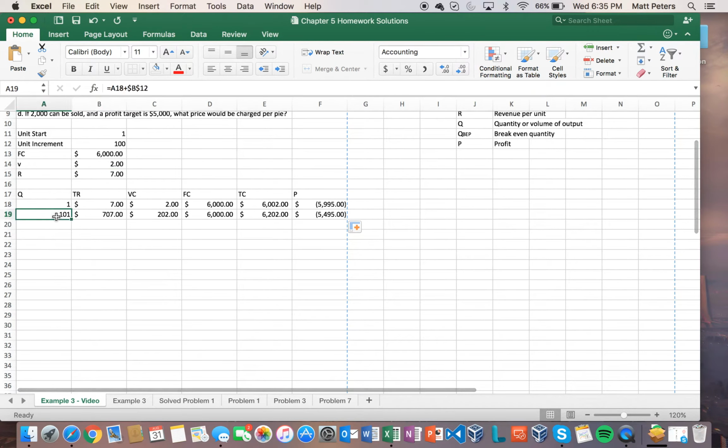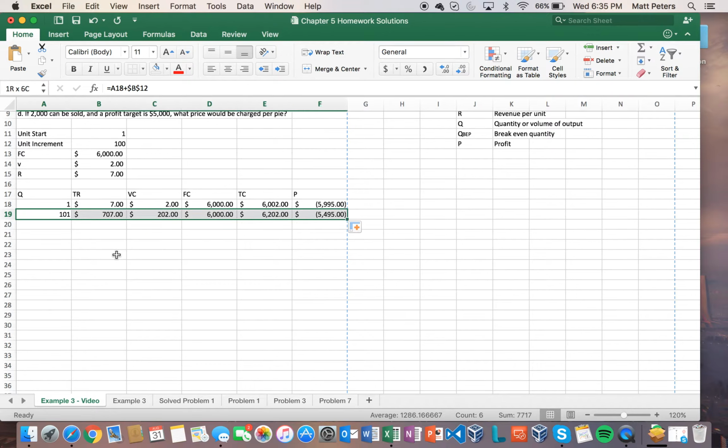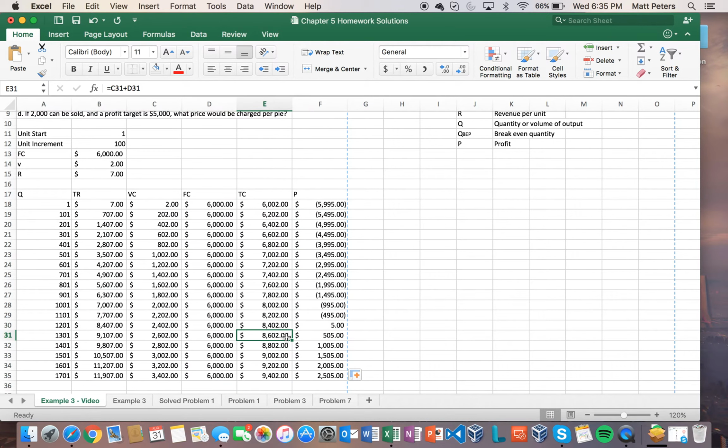Okay, so now we want to go a lot more than 2 rows. So if we highlight all of these, grab that box and fill it down just a ways. Okay. Now we have all the way up to 17,001 units. And we can see our break-even point is somewhere in here. So we go from negative profits to positive profits.